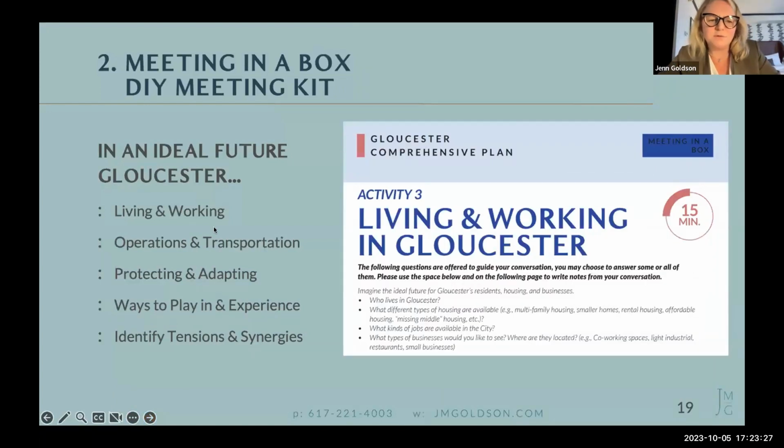All right. So I just have some examples. I pulled out two of these just to show you how it's organized. Activity 3 is living and working in Gloucester, and we give you some question prompts. Imagine an ideal future for Gloucester 10 years down the road with regard to residents, housing, and businesses. Who lives here? What different housing options are available? What kinds of jobs are available? What kind of businesses would you like to see? We give just some examples, but you certainly don't need to stick to them.